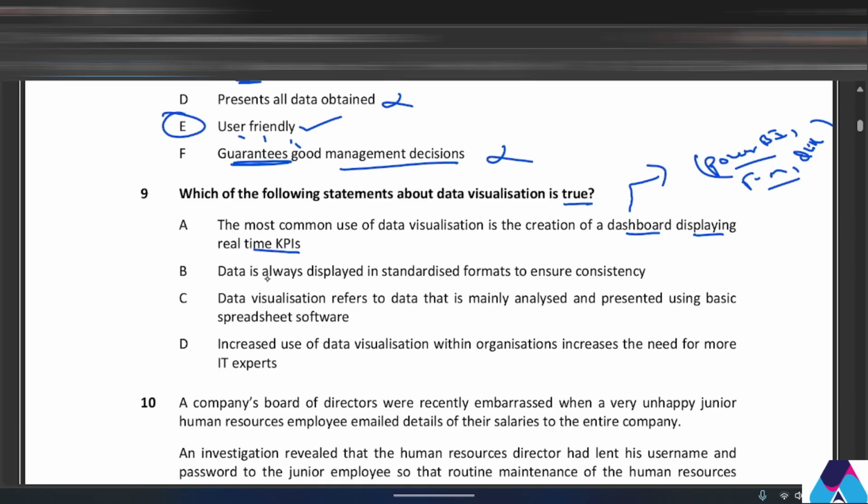So part B says data is always displayed in a standardized format. Now this is definitely wrong. Standardized format. Do you present data in a standardized format? No, you don't, right? Because data can be in the form of a graph, it can be in the form of charts, it can be in the form of a pie chart, it can be in the form of a bar chart. So how can you say that it's standardized? It's definitely not standardized. Okay.